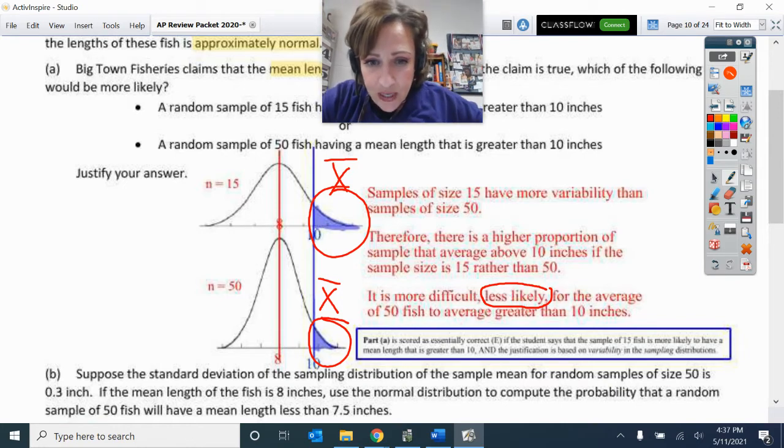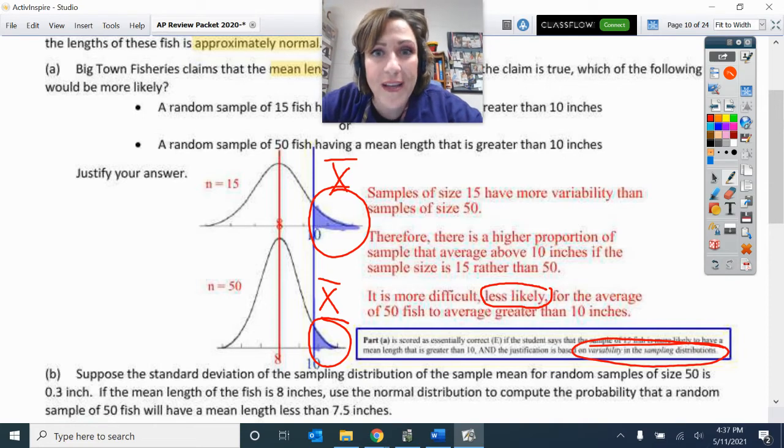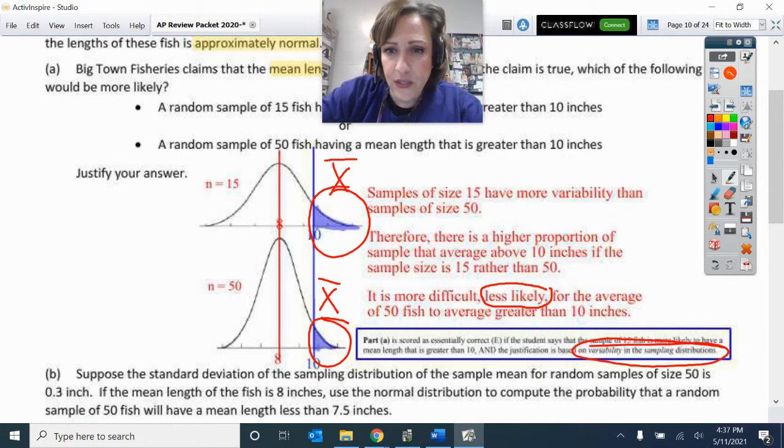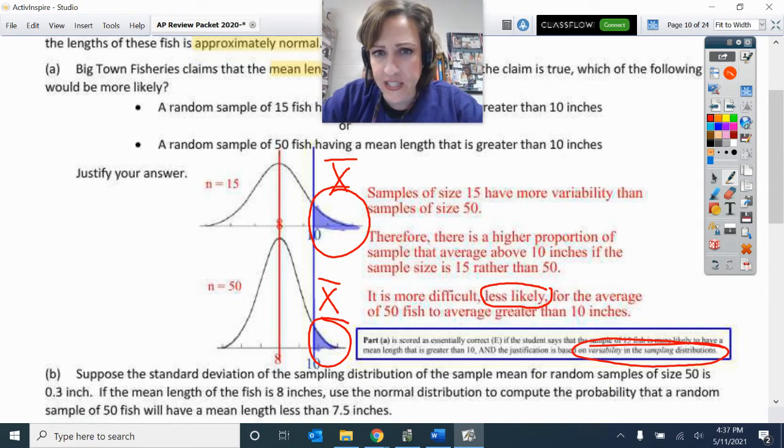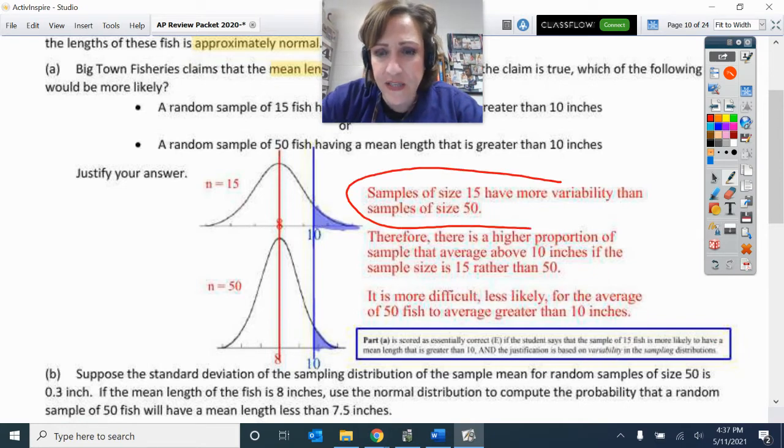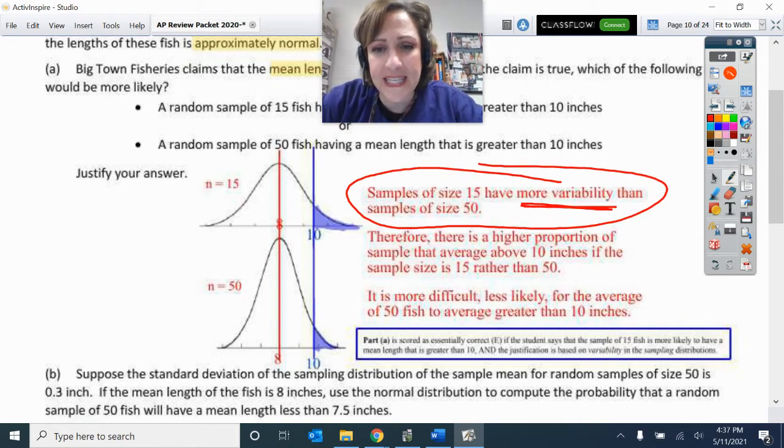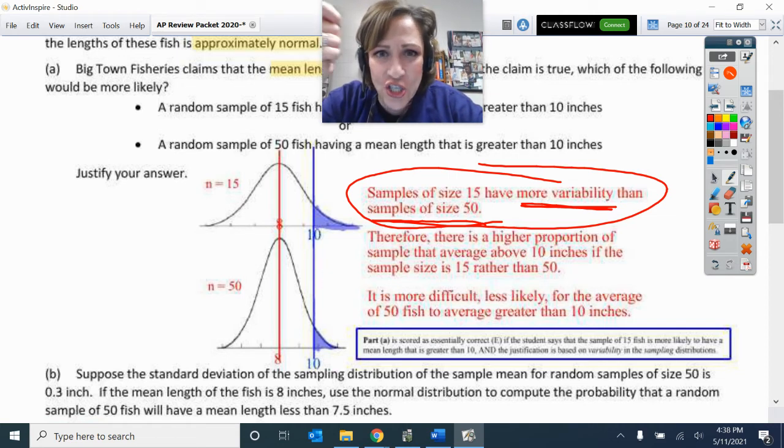So here's what you had to do to get credit. It's essentially correct if the student says the sample of 15 fish is more likely to have a mean length greater than 10 and justifies it based on the variability of the sampling distribution. Big deal right there. So you had to say how this, let's see. Did I do that? Yeah, look. Samples of size 15 have more variability than samples of 50. That's what you should note because changing that n changes the variability, the standard deviation. Okay? That's the key you're supposed to get.